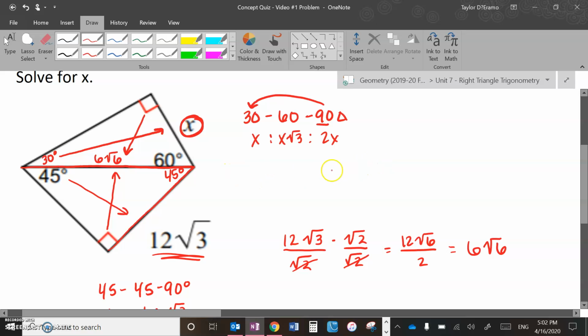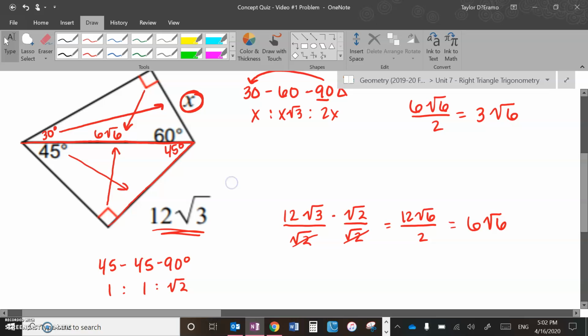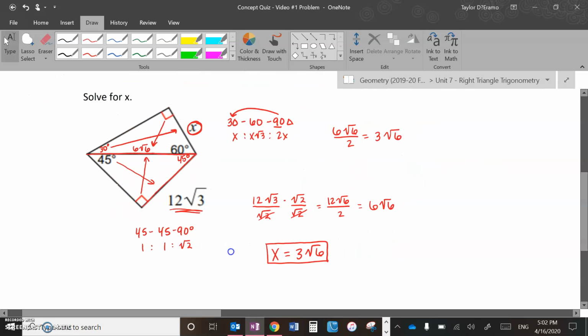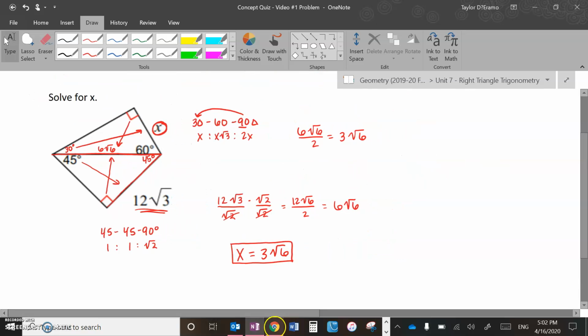So I'm going to take 6 root 6, divide that by 2, and 6 divided by 2 is 3. Then I know that root 6 stays the same. So now I know that x equals 3 root 6. Okay, and that's how I solved for x.